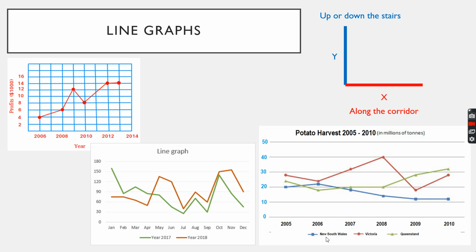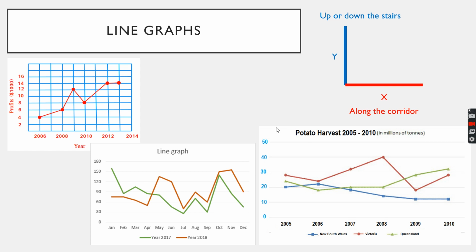So you've got the blue line being New South Wales, the red being Victoria, and the green being Queensland. And you can see here that they have helped you, and they've put circles for one, squares for another, and triangles for another. It's really just to help make it really clear. So try not to get confused with any of those.